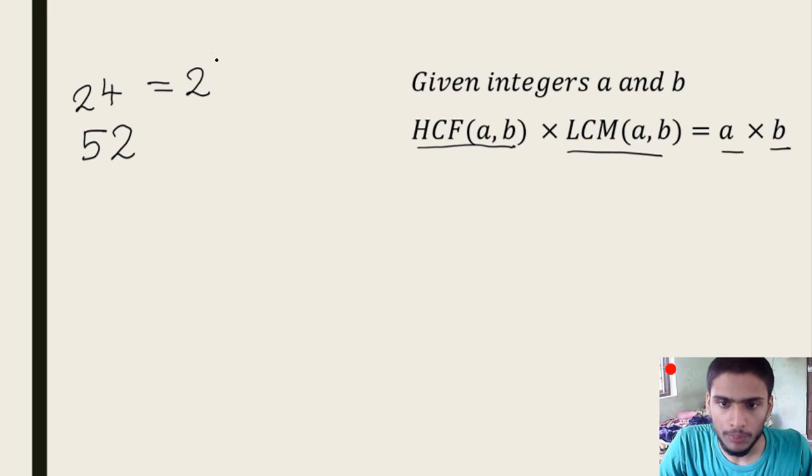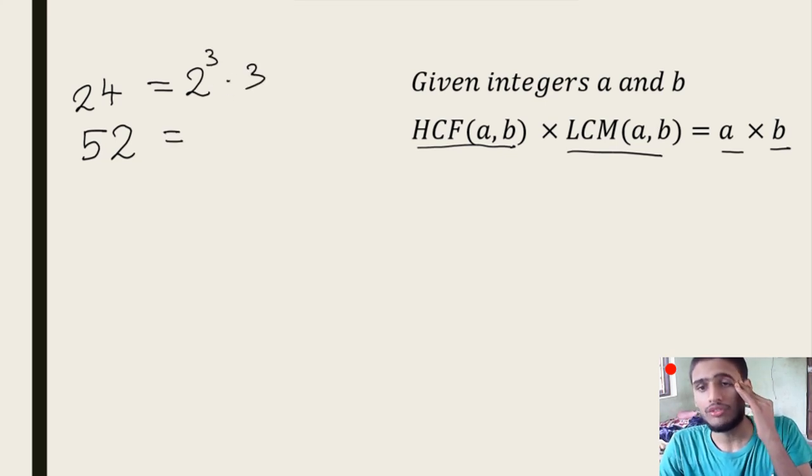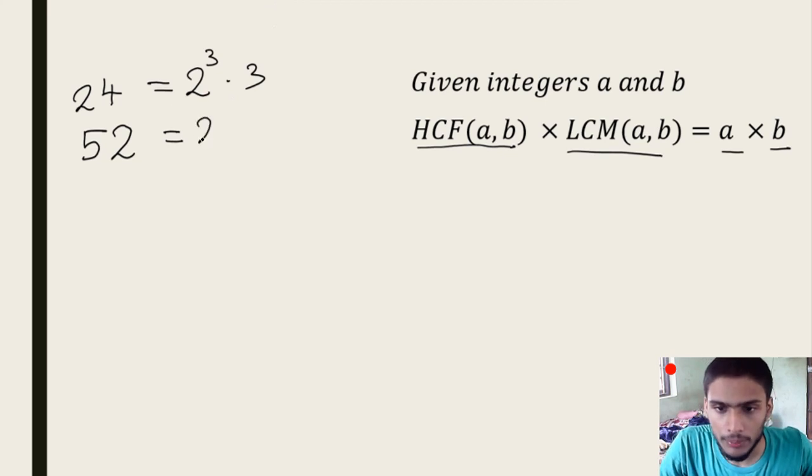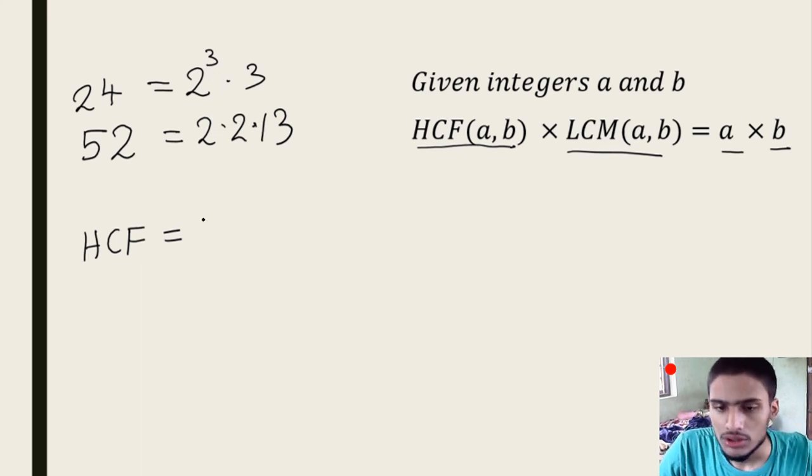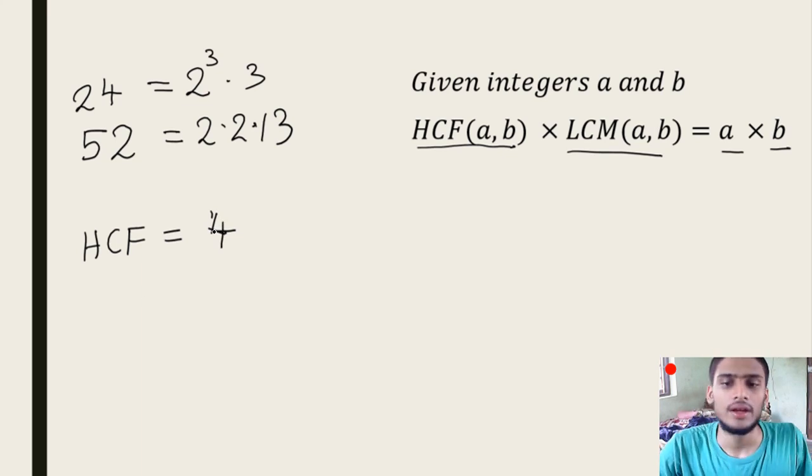24 is 2 power 3 times 3. And 52, if you factorize it, will come out to be 2 into 2 into 13. Now, given this, you can immediately factorize them. You can find the HCF that way. HCF will turn out to be, if you have two 2's common, and that's all. So the highest common factor will come out to simply be 4.